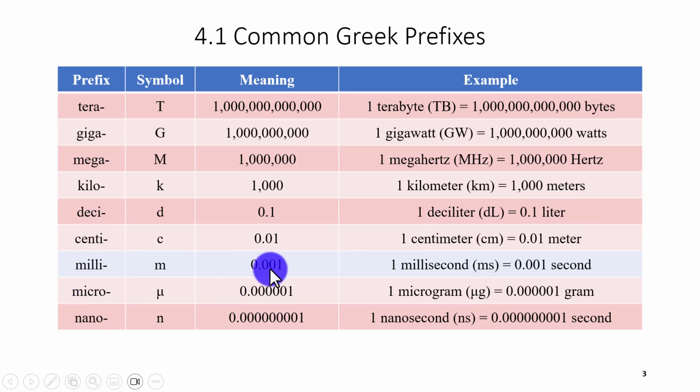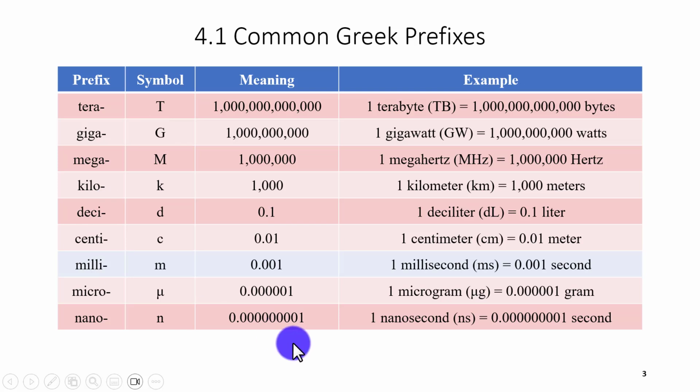Milli is 0.001 of my base unit. Take millisecond: second is the base unit for time. The M in front of it tells me that it's the milli, because that is the symbol. The milli is then 0.001 of my seconds. So if I have 10 milliseconds, I would have 10 times 0.001 seconds, and that would be 0.01 seconds, etc.